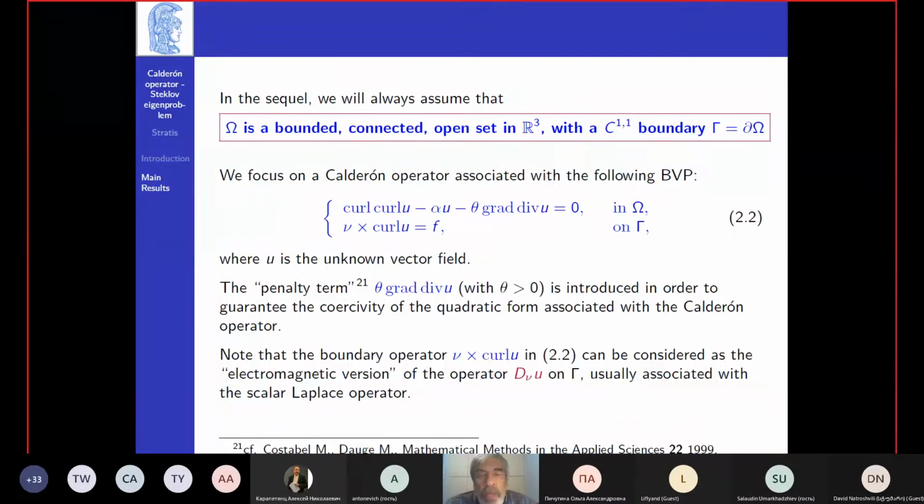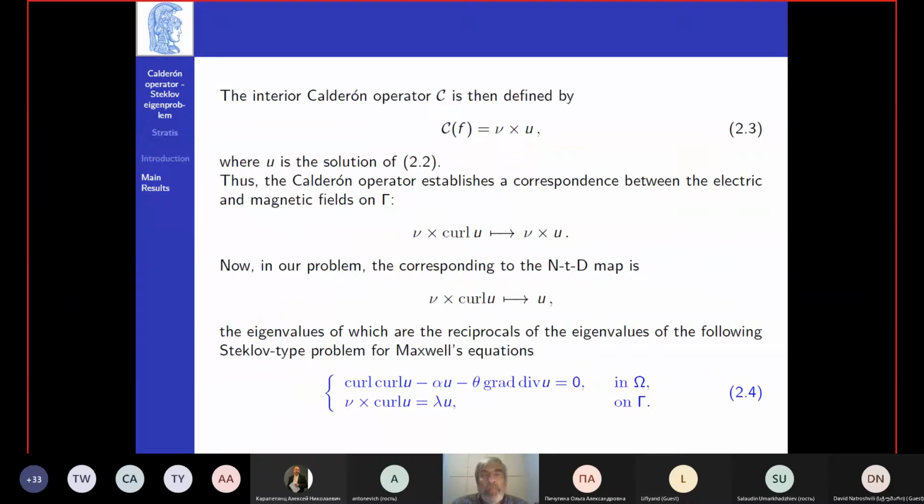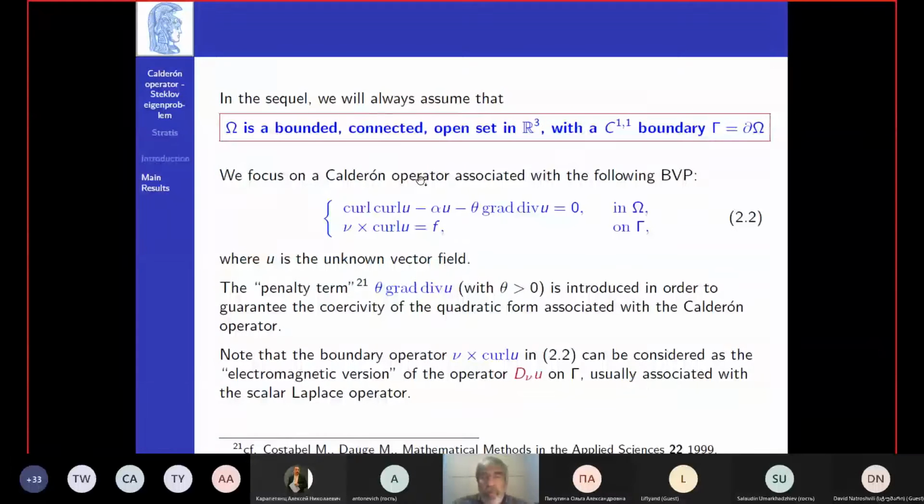And let me make a remark that the boundary operator that appears in 2-2 can be considered as the electromagnetic version of the operator d nu, which, as you recall, is the normal derivative operator on the boundary, the corresponding operator to the scalar Laplacian. All right, so the interior Calderon operator is defined as this, where u is the solution of this problem, of the problem with the penalty term.